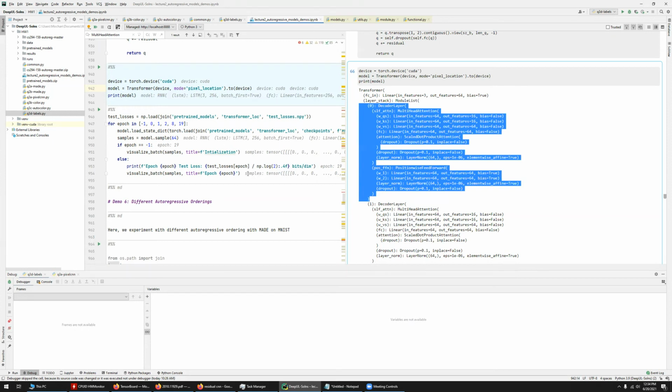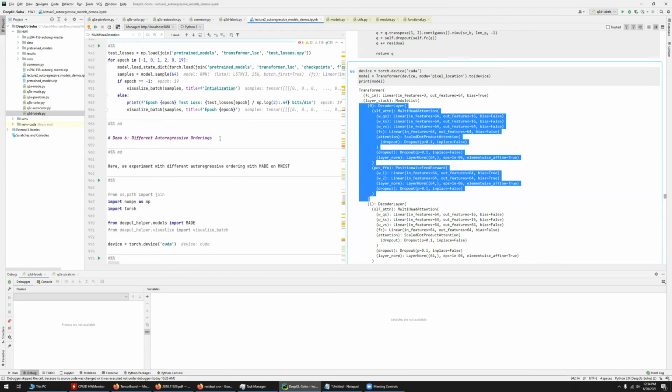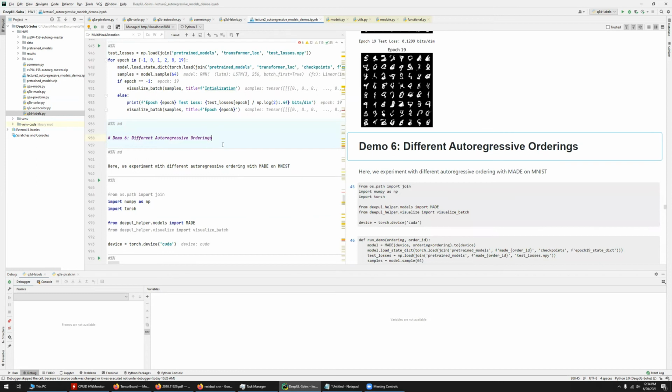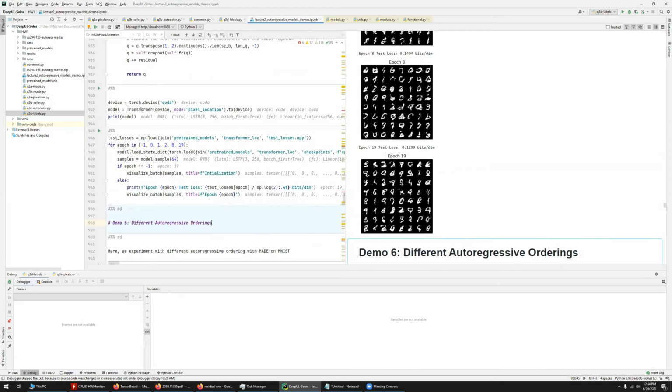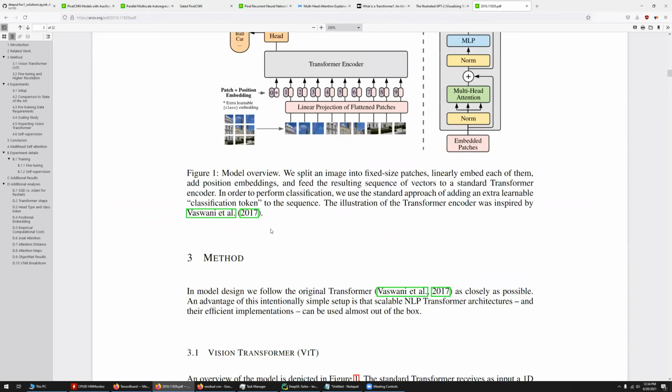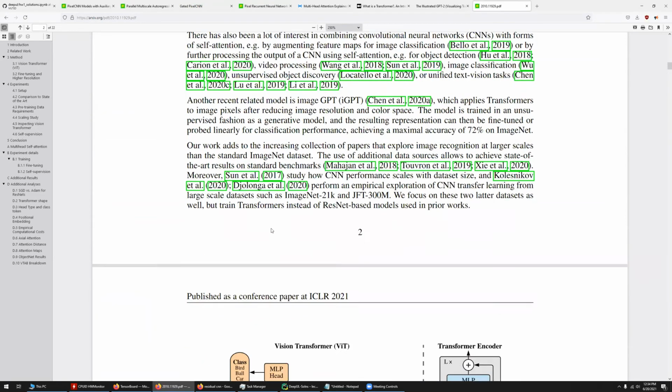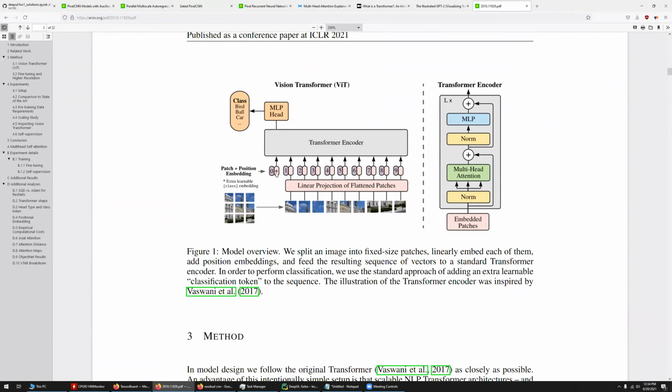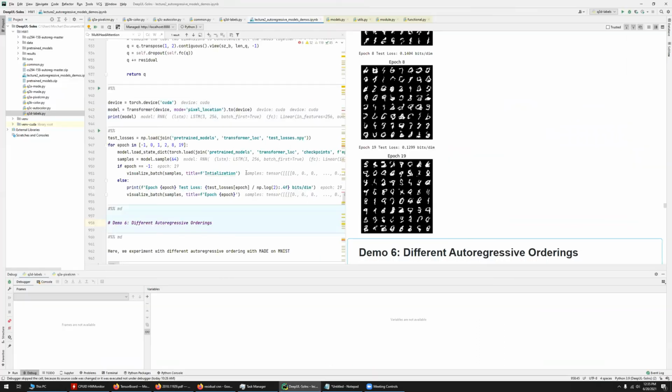Can we look at that for a minute? Oh, okay. Yeah, they do talk about the autoregressive orderings. Yeah, the position is added here in the paper. They also say how they added it. Oh, there. They just add the position here. Patch position embedding. Okay.